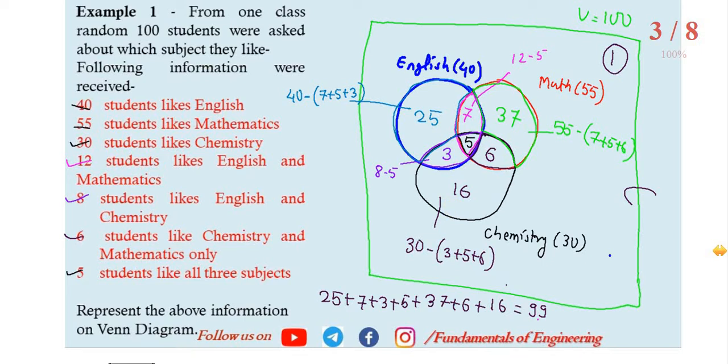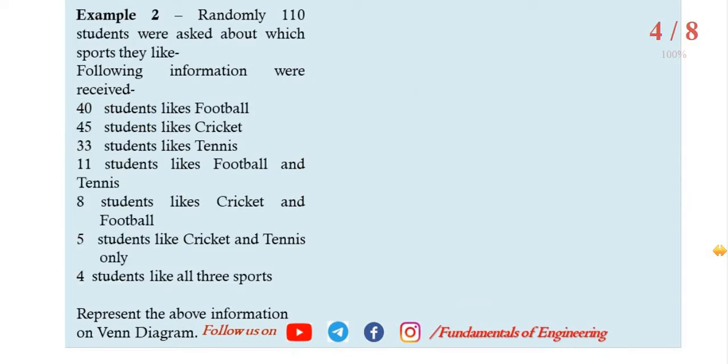Hope you are clear on it. Now the second example: randomly selected 110 students were asked which sports they like. We got the information that 40 students like football, 45 students like cricket, 33 students like tennis, 11 students like football and tennis, 8 students like cricket and football, and 5 students like only cricket and tennis, and 4 students like all 3 sports. Now we have to represent the information on the Venn diagram, and find out whether there are any students who don't like any of the 3 sports.